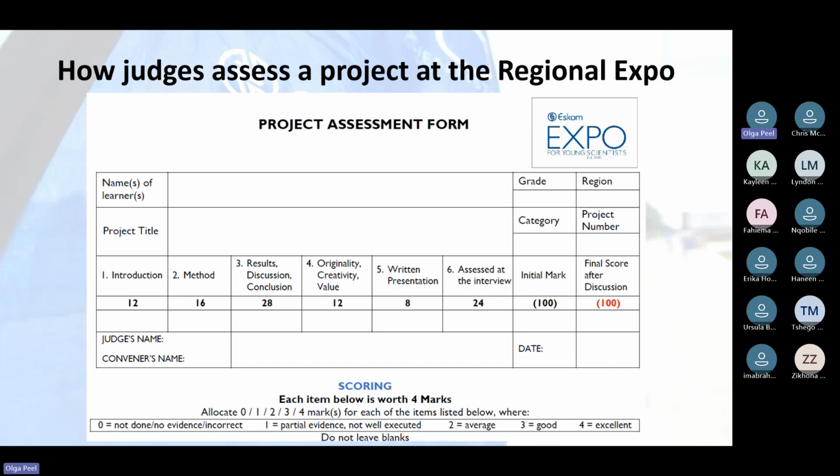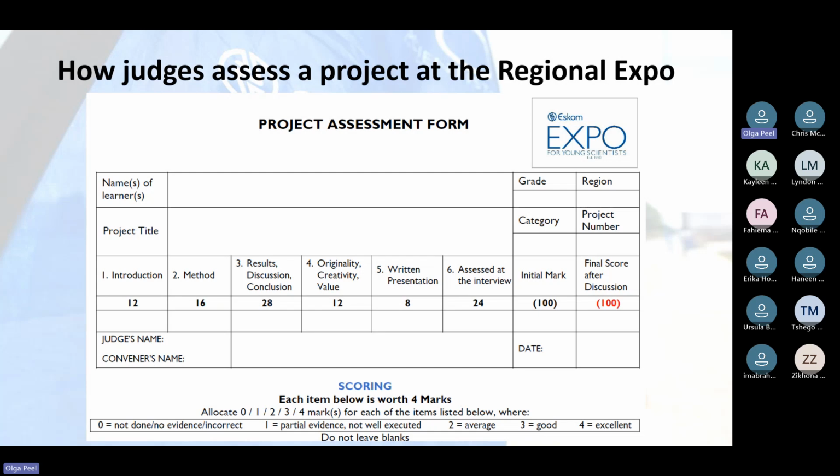Then the judge will give their own mark, and you should have 2 judges or more. And then the group will get together and discuss the mark and may slightly adjust it into a final score. Then the judge and the convener, who's a manager, will sign their names and write the date. Now, right at the bottom, let's have a look.